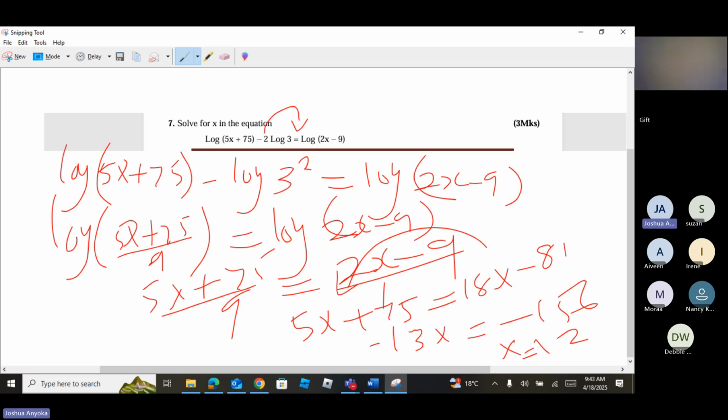Now, from your end, anybody who has a question on logarithmic expressions and equations? That's what we commonly do. Anybody with a question?